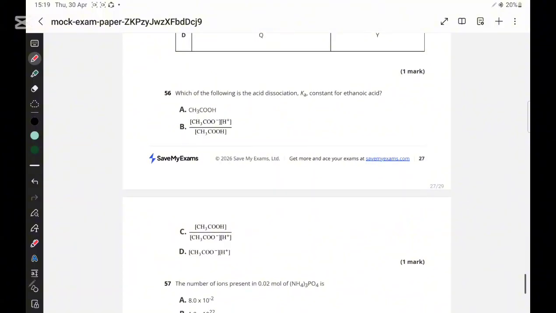56. Which of the following is the acid dissociation constant for ethanoic acid? So ethanoic acid is CH3COOH, and they are forming CH3COO minus plus H positive, and Ka is the dissociation constant, and it comes out to be CH3COO minus times H positive, which is products, over reactant, which is CH3COOH. So our answer is going to be B.